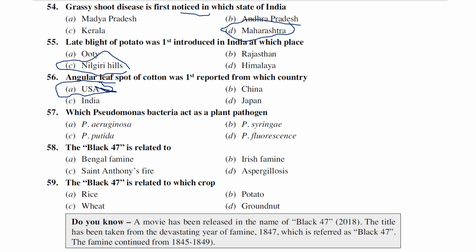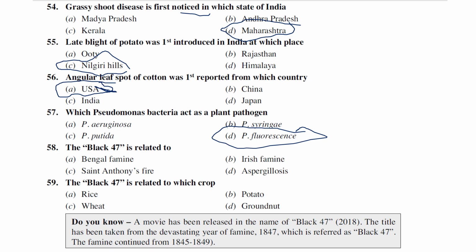Which Pseudomonas bacteria act as a plant pathogen? Pseudomonas aeruginosa, syringae, putida, Pseudomonas fluorescens. Among the given options, Pseudomonas fluorescens has recently emerged as a human pathogen also, causing breathing kind of infections. Of course, we know Pseudomonas fluorescens has been used for decades as a biocontrol agent. But recent genomic analysis reveals that it is also a plant pathogen. It leads to respiratory diseases, severe respiratory disease.